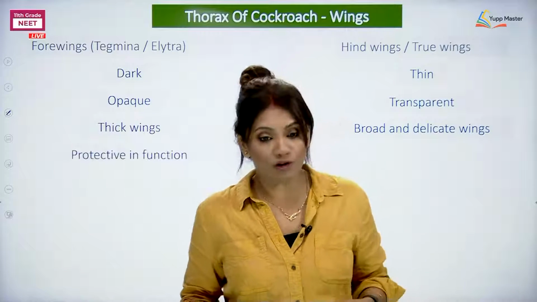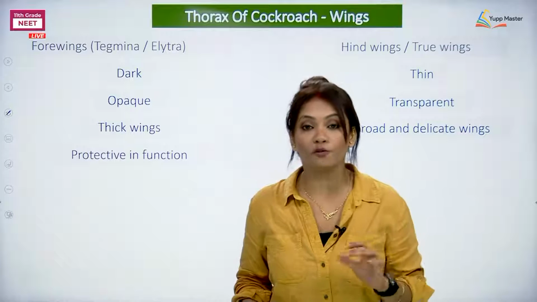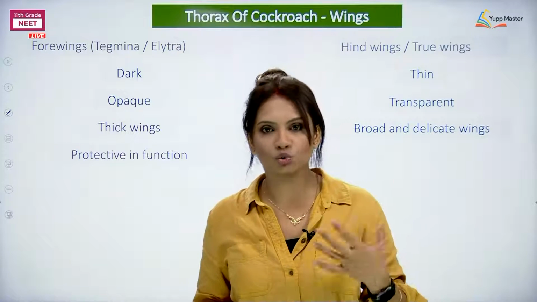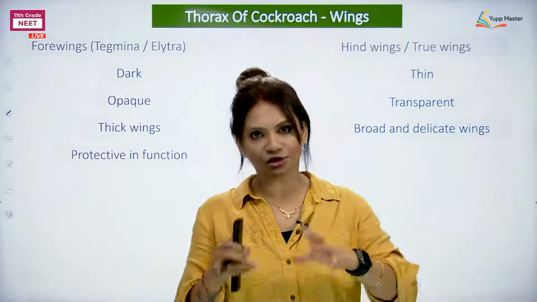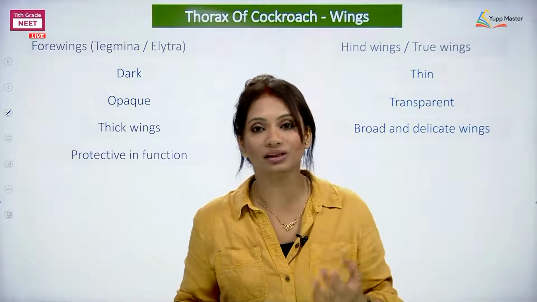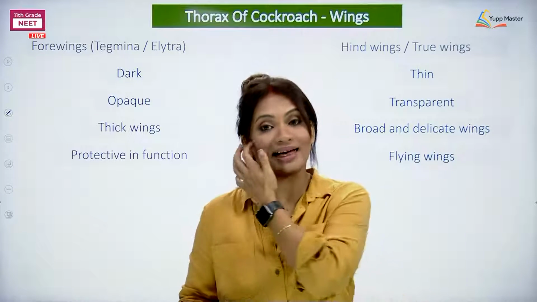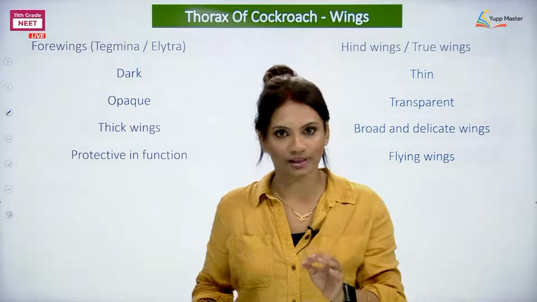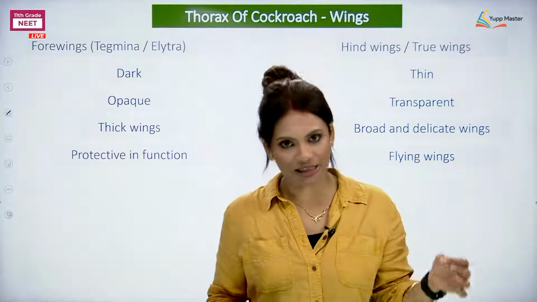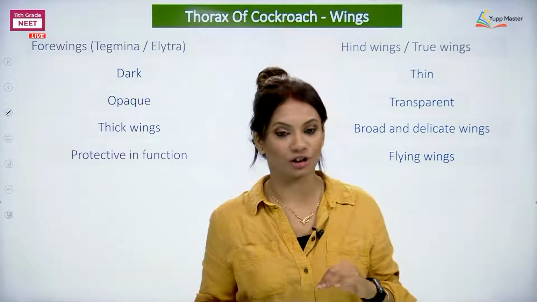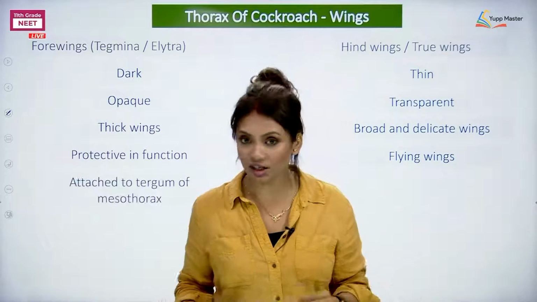The forewings are majorly doing the work of protection. So just like any other insect, even when the cockroach wants to fly, first its forewings will open and then its hind wings will be doing the work of flying. That's why we call the hind wings its flying wings. So if the forewings are protective in function, then the hind wings are flying in function. So this basically is the differentiation here.